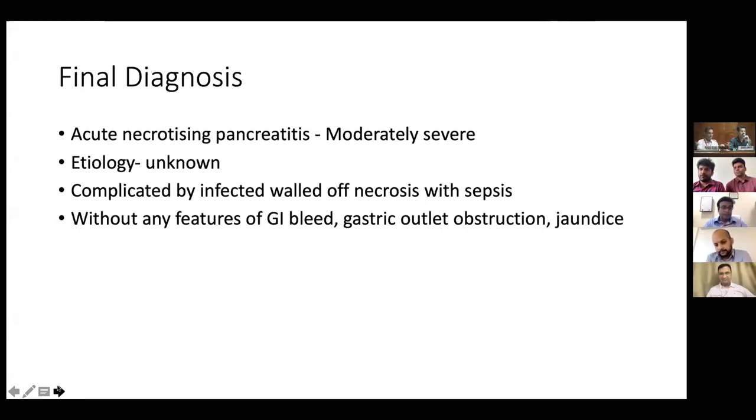Dr. Jayanta, please go ahead. Yeah, can I make a small modification? If we go by the history, in April when the patient had the first attack, the history suggested that there was shortness of breath for which the patient required ICU admission. So if that is the scenario, then probably we are dealing with a severe pancreatitis rather than moderately severe.